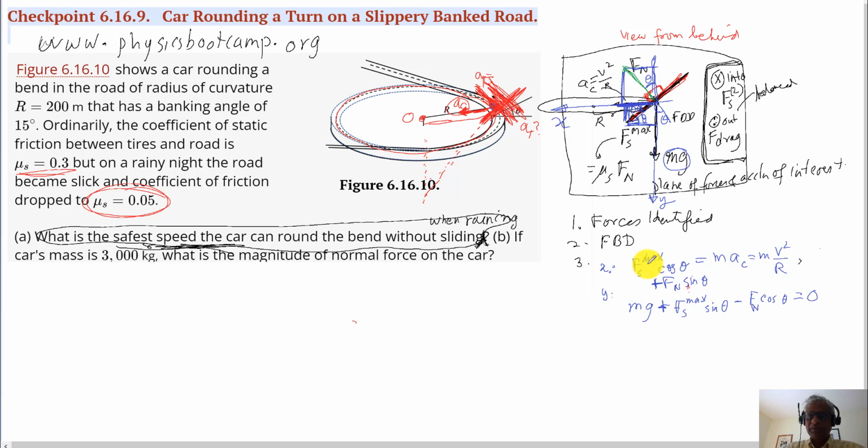We can replace Fs max with mu s Fn. And then we can address both these problems. So we want to know v. For that I need to know Fn, and I can get Fn from here. So this is equation 1, equation 2. So equation 2 will give Fn.